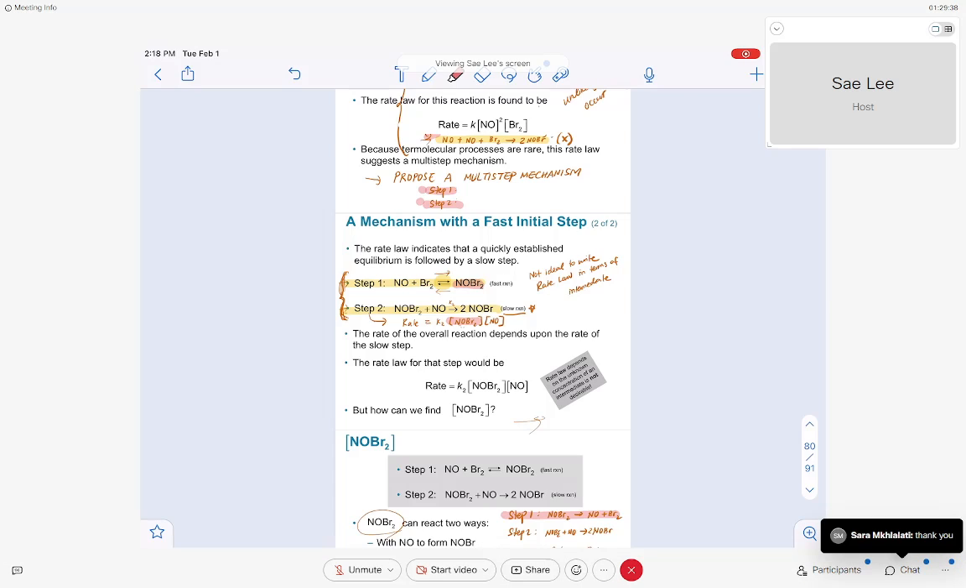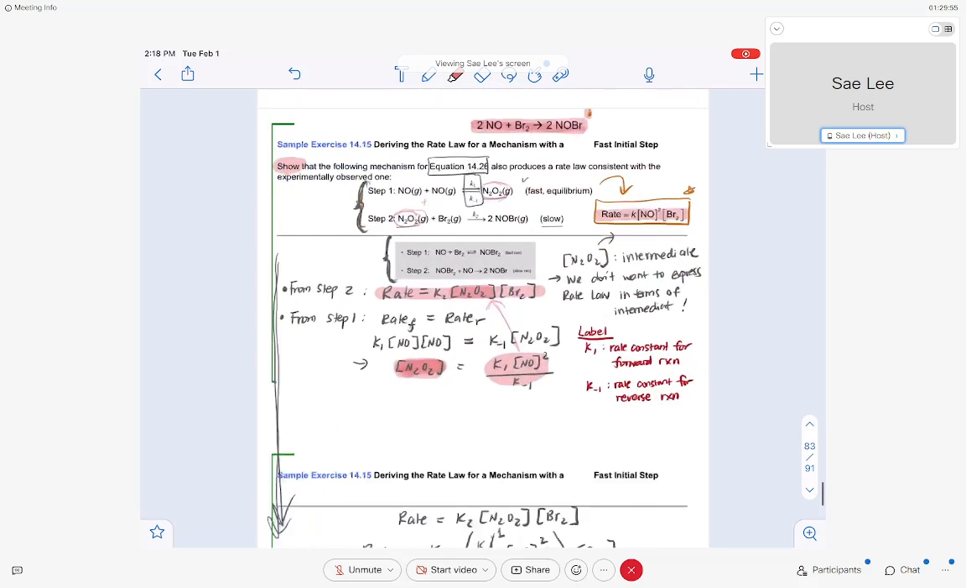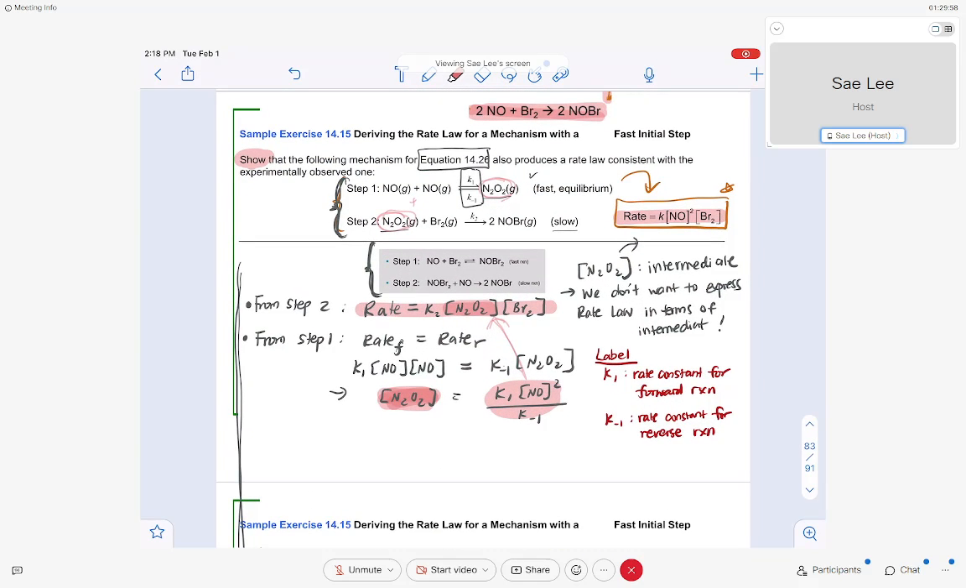I have a question for the exam. Are we going to be asked to show that it all agrees with the rate law? There are a few things that you need to memorize off the top of your head, such as the rate of the forward reaction equals the rate of the reverse reaction, and using that information, you can rewrite the intermediate in a different expression. These are the kind of things you want to practice a lot.